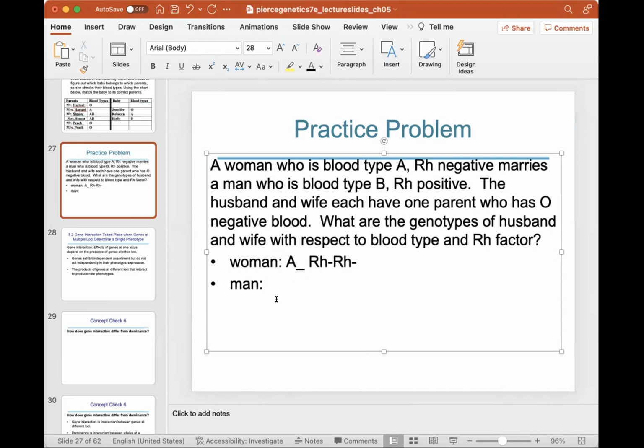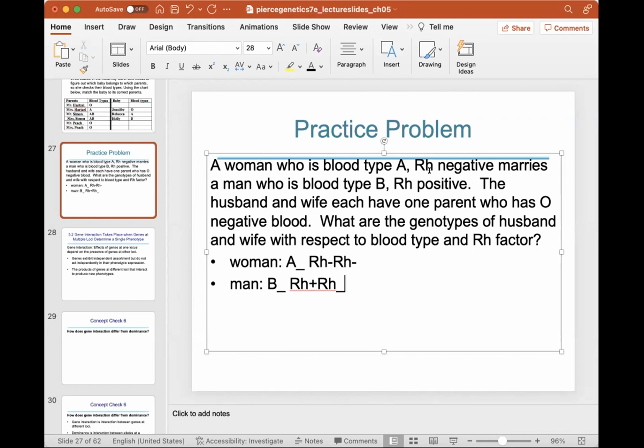All right, and then man is going to be, yeah, so it'd be RH negative because it's a recessive genotype. And so the man is going to be, he has to have at least one B. And then because he's positive, exactly as Nicholas said, it'd be RH plus, and then RH, we don't know the second one, because positive is dominant. And yes, Joseph, you are one step ahead of me as always.